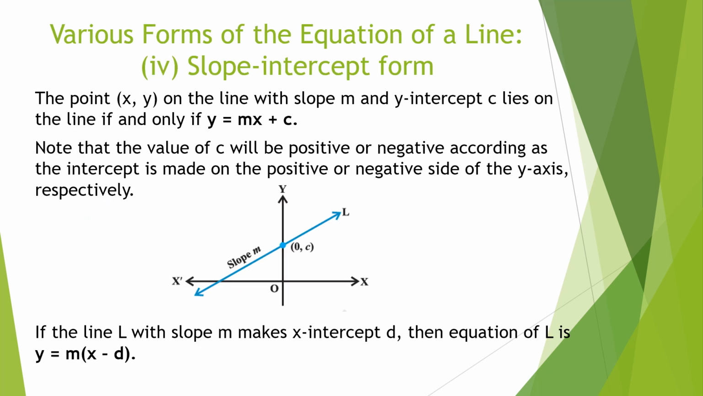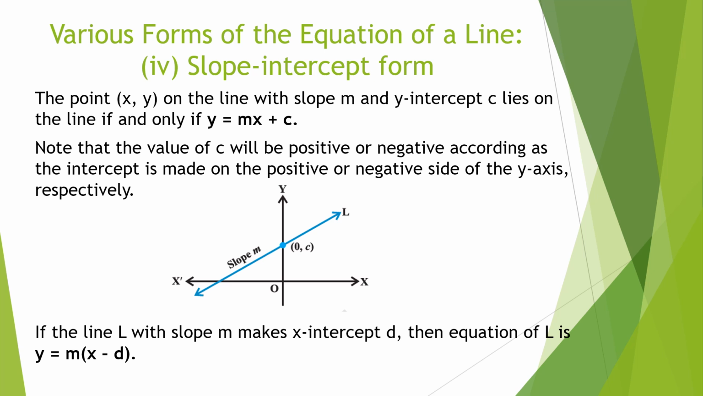The fourth form is the slope-intercept form. Now that is when the slope and the intercept is given. The point x, y on the line with slope m and y-intercept c lies on the line if and only if y is equal to mx plus c. The equation is y is equal to mx plus c.